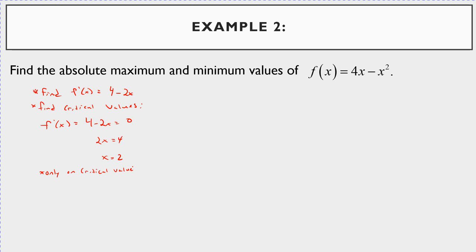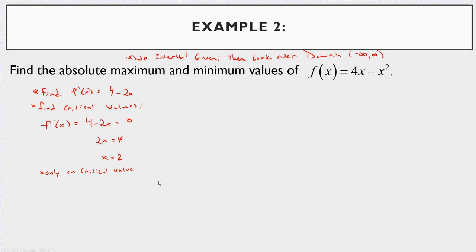Now, and my apologies for not making this clear, but notice how there's no interval given. I'm just saying find the maximum minimum values. So when no interval is given, it's just asking across the entire domain. And so the domain here is literally negative infinity to infinity. It's all real numbers.